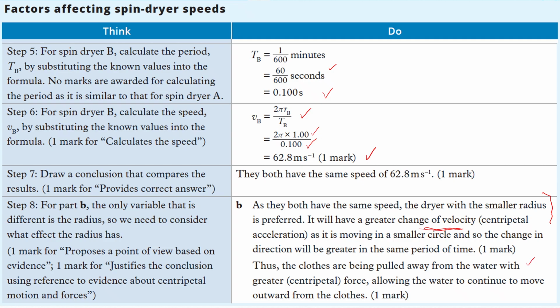Thus, the clothes are being pulled away from the water with the greater centripetal force. If you think about our circular motion, if the clothes are here, the water will continue to go in a straight line while the clothes have the force of the drum turning them around. So it's effectively the clothes being pulled sideways whilst the water, with its own inertia, just keeps going straight ahead, and it separates them out. And note the direction that the water comes out of that drum. It doesn't go out that way, it goes out that way.